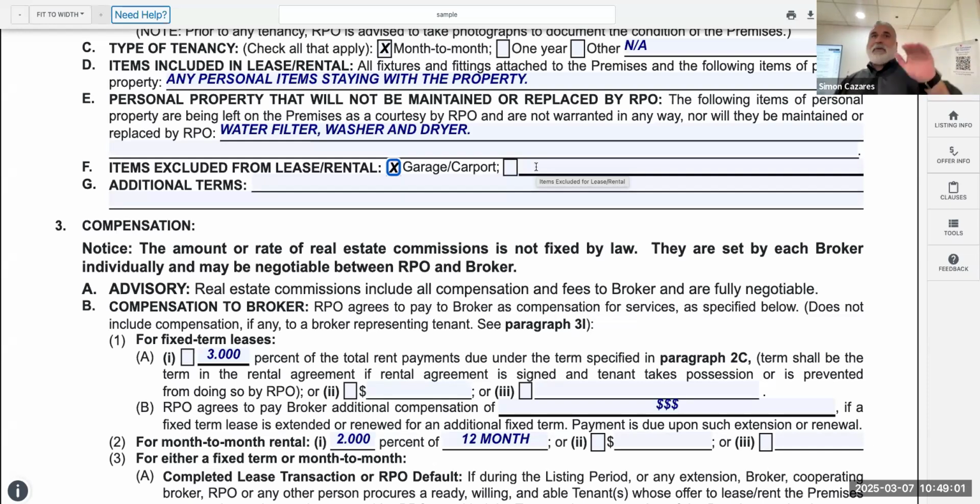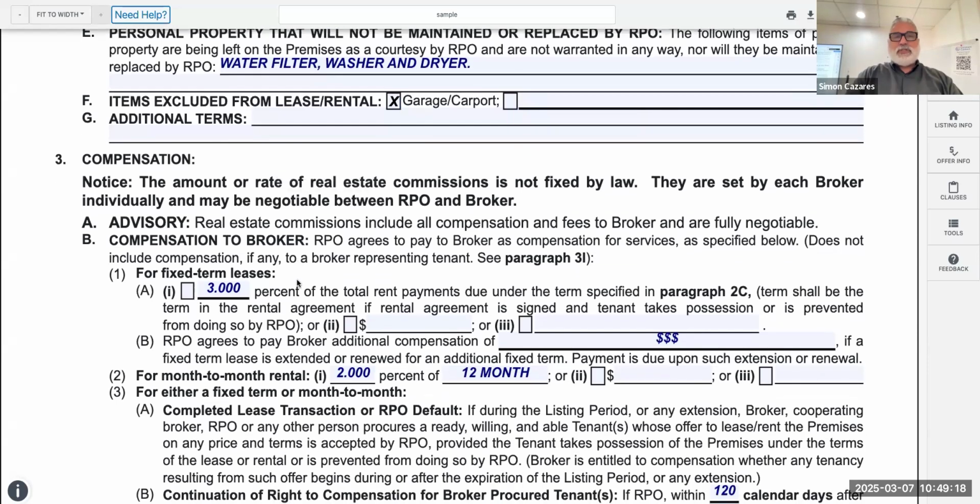But they know that they cannot park their vehicles in there or put in any personal items as storage, as an example. And this is where this statement comes into play. Okay. If there's any additional terms, then you're going to put here if there's any additional stuff that the landlord is requesting of us to do.